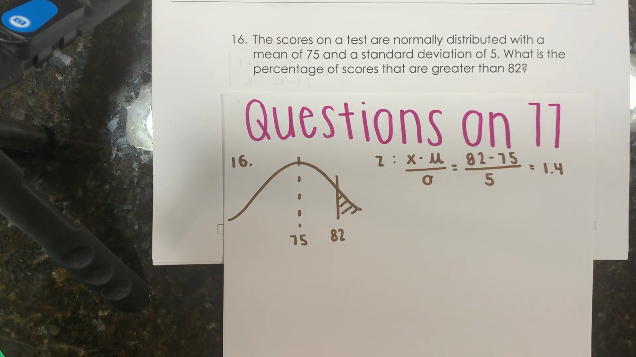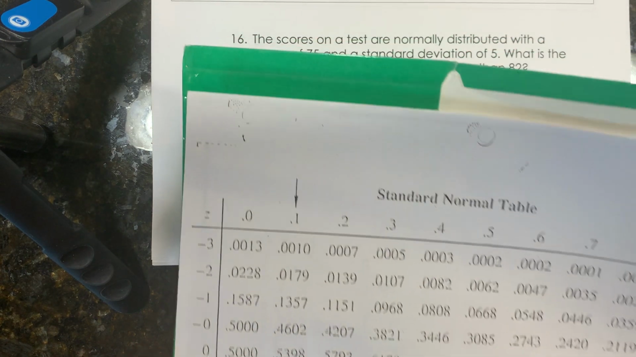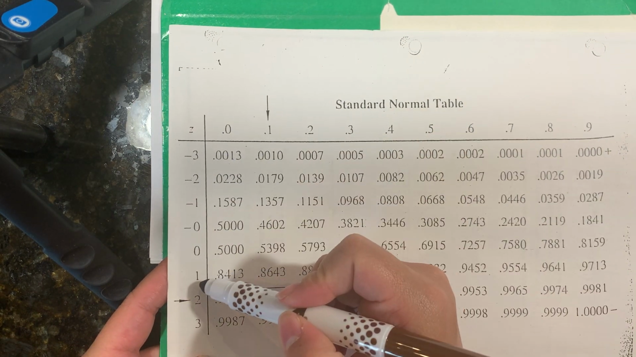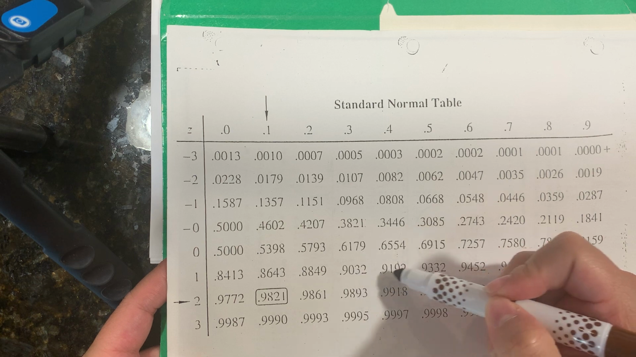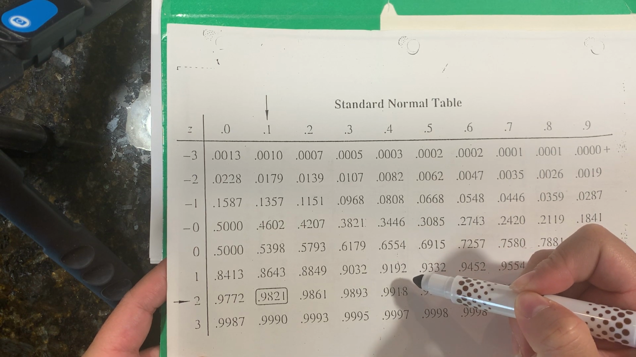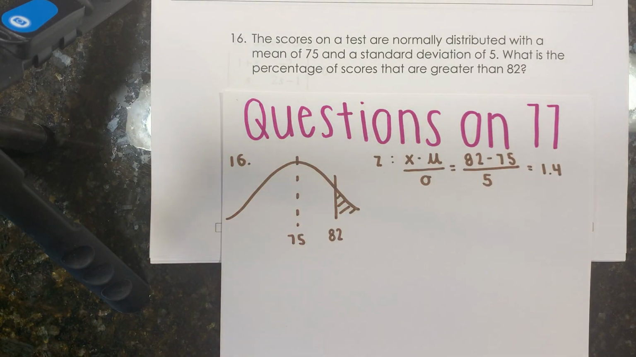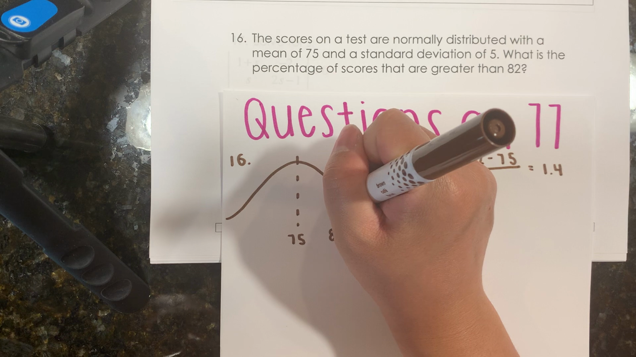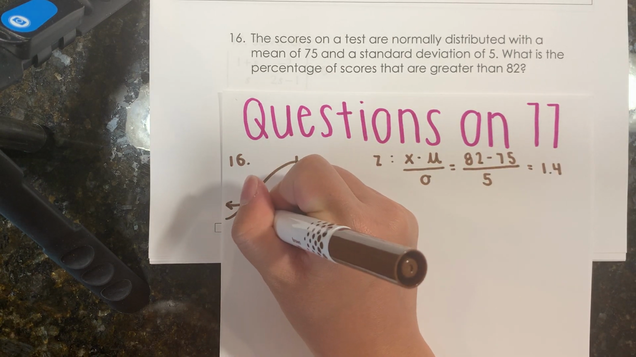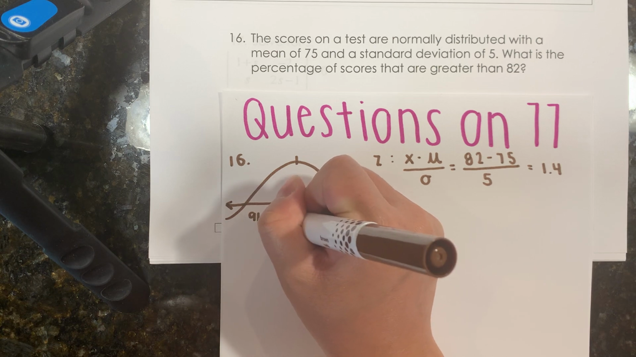So now you're going to go to your chart in the back of your answer key, looking for positive 1.4. You want to go down to positive 1, over to 0.4, and that percentage is going to be 91.92%. Now that percent is actually just telling us the percent that falls below this value. So that would be here, 91.92%.